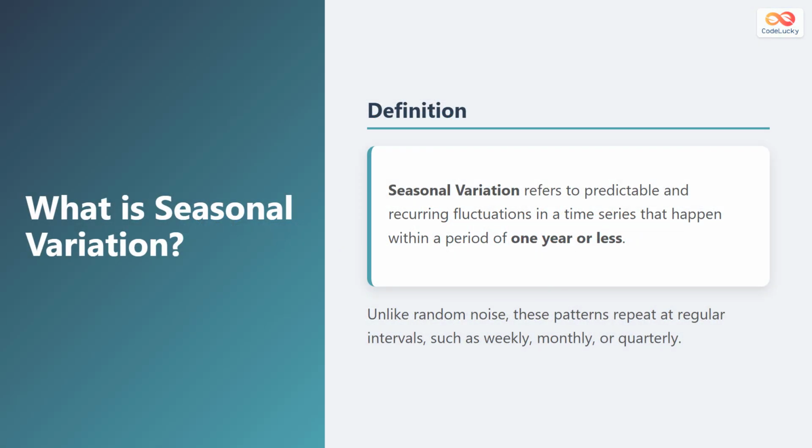So, what exactly is it? Seasonal variation refers to the predictable, recurring fluctuations that happen in a dataset within a period of 1 year or less. Unlike random changes, these are patterns that repeat like clockwork.